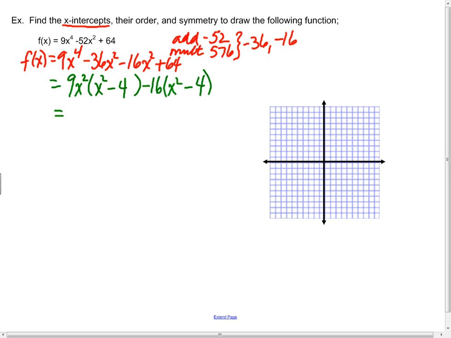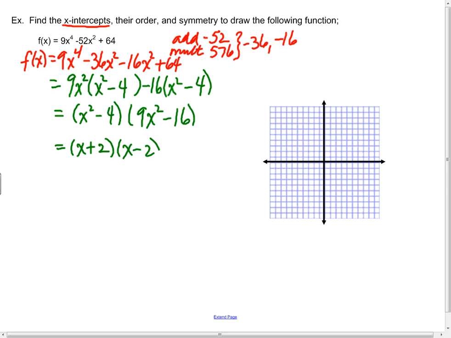So almost done. When I put this information together, I have the common bracket, x squared minus 4, and 9x squared minus 16. That's good, but it's not fully factored. Both of those brackets are difference of squares. So fully factored would be (x plus 2)(x minus 2) for the first one, and (3x plus 4)(3x minus 4) for the last. That's why we want your factoring skills all tickety-boo.